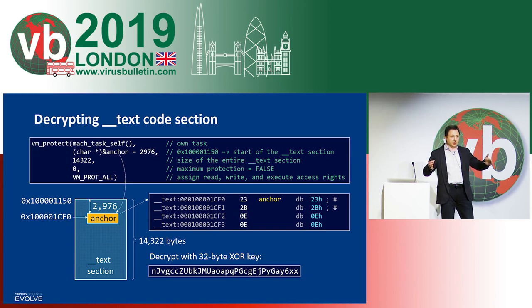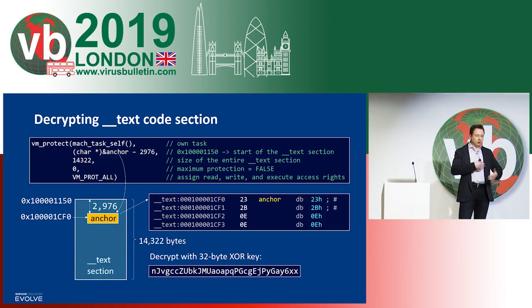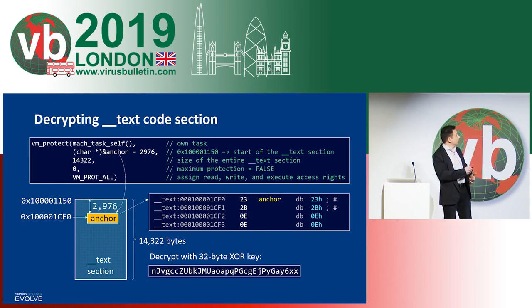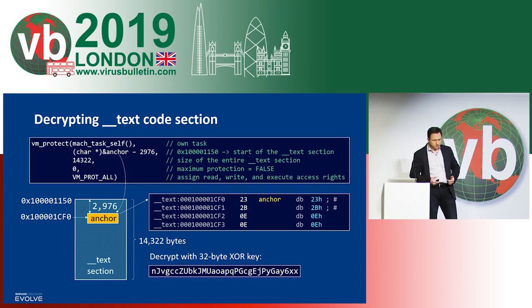After that, it decrypts the code section by using a 32-byte XOR key. Again, in each executable, that key is randomized. It's always different. If you look at the encode itself, it's represented by gibberish bytes which have no meaning at all.